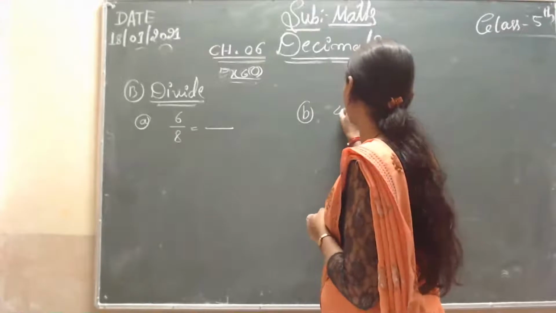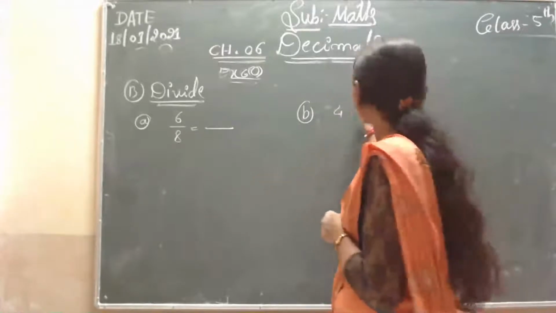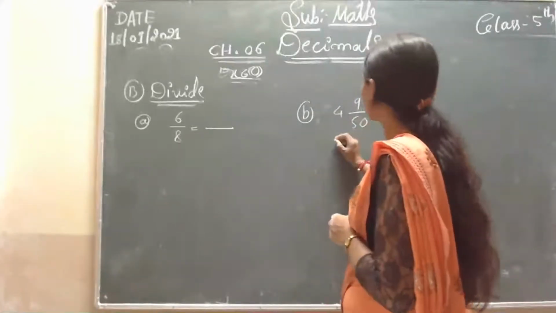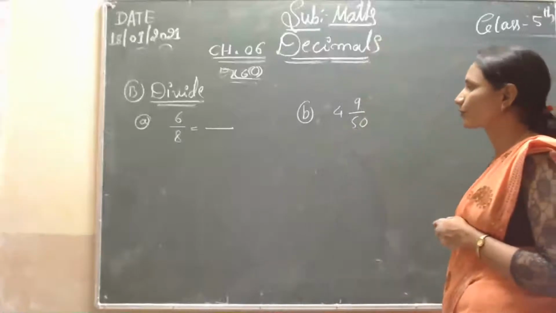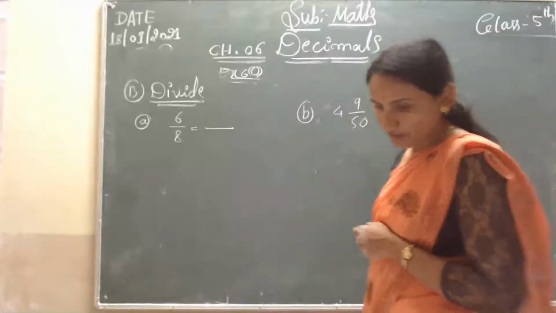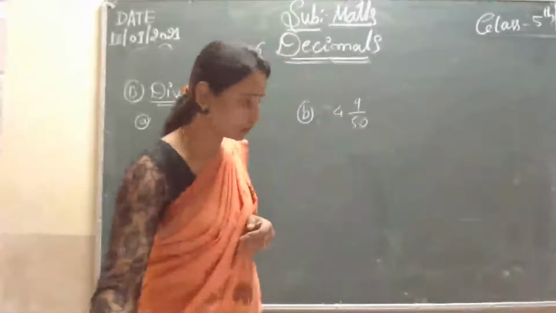So next, 4 whole 9 by 50. This is given as mixed, so you have to do divide. Okay. Students, what is the first step?